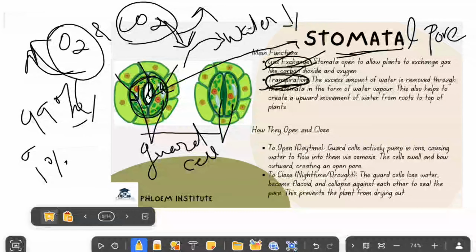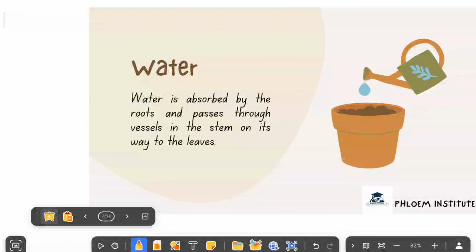And at night time, or when they have a small amount of water, when they are in a drought situation, these guard cells will lose the water. When they are losing the water, they will close. When the guard cells close, there are no stomatal pores. So once it is closed, there is no exchange of gas and no transpiration. This is how they save the water, remove the excess water and do the gas exchange. Now, let's see the next component.